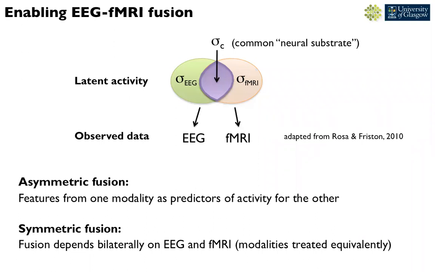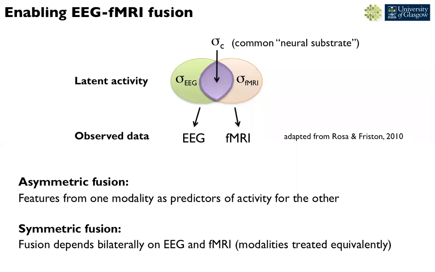During symmetric fusion, the data from the two modalities are treated equivalently. In other words, the fusion depends bilaterally on both data sets. We often tend to subdivide this further into data-driven approaches that exploit the shared covariance in EEG and fMRI jointly. For example, analyzing the two datasets independently, separately, and then using some form of representational similarity analysis, for instance, to expose the shared content. And finally, there's the model-driven approach that explicitly tries to model the neurovascular coupling across modalities, which is in fact a far more complex affair.